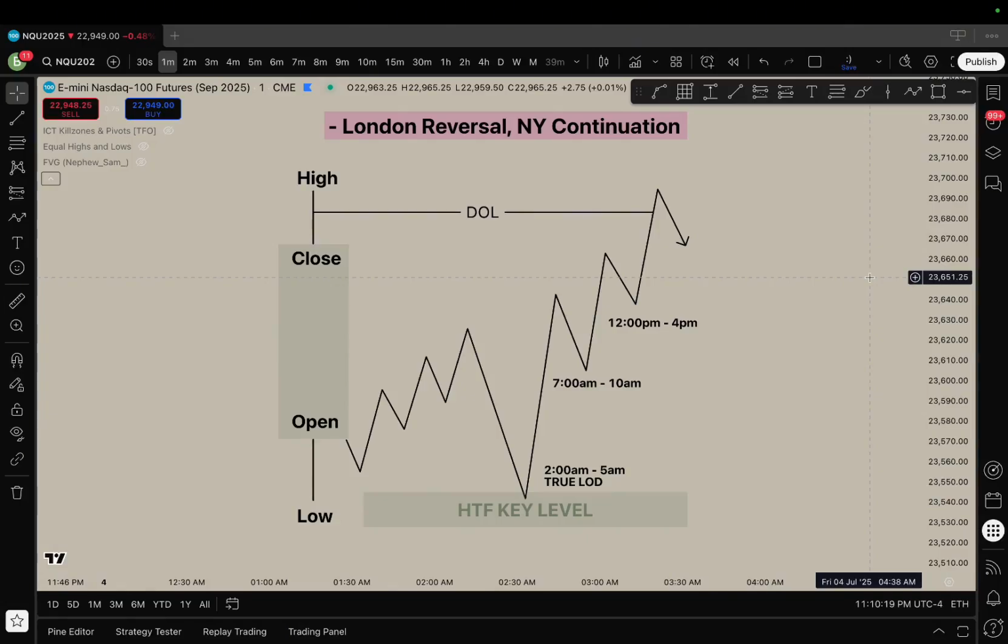This can also be that 4-hour bullish fair value gap, 1-hour bullish fair value gap, bearish 30-minute order block. Okay, so all those things are going to be your higher time frame key levels, and it's really important that you see where that low of London session is.